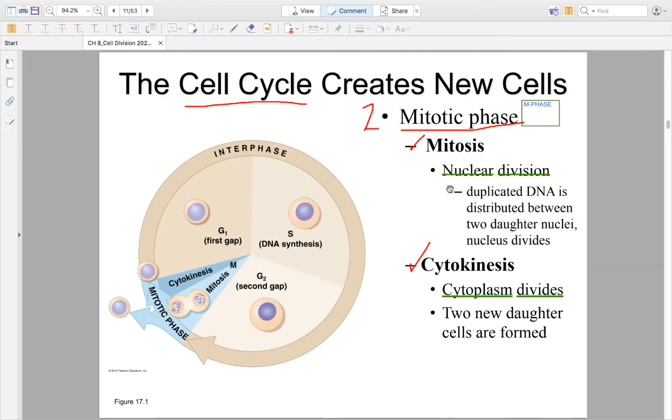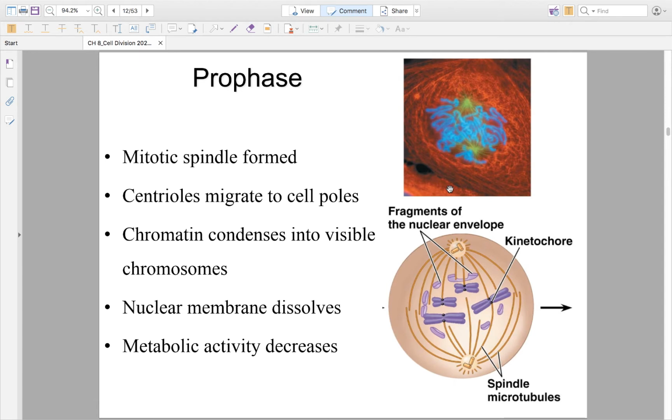Now, we're going to learn each one, but quickly, I want to emphasize something. A good way to remember these steps is like this: PMAT, PMAT. Prophase, metaphase, anaphase, telophase, PMAT. And that's a pretty easy way to remember it. This is the first part of mitosis.